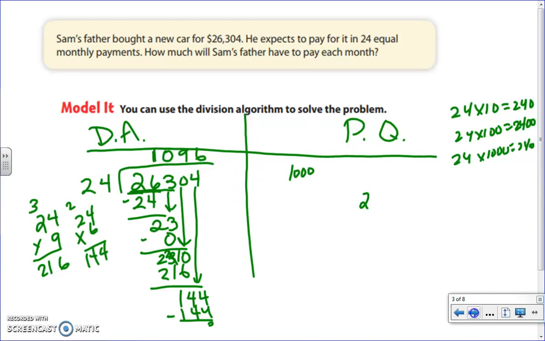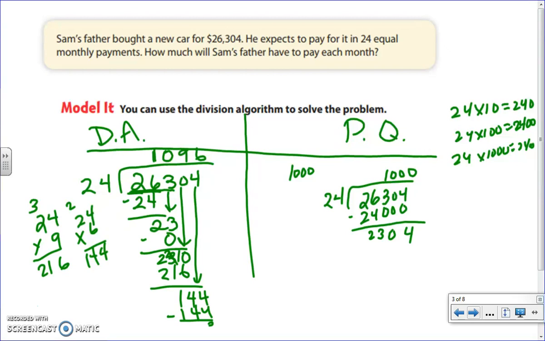And here's how the book sets it up. They do it this way. From our partial quotient, it looks the same as a standard algorithm, but we do a different process on the top. So I know that 1,000 would be 24,000, so I'm going to take off 24,000. So 1,000 is what I'm thinking initially. Take away 24,000 from 26,304, I have 2304.